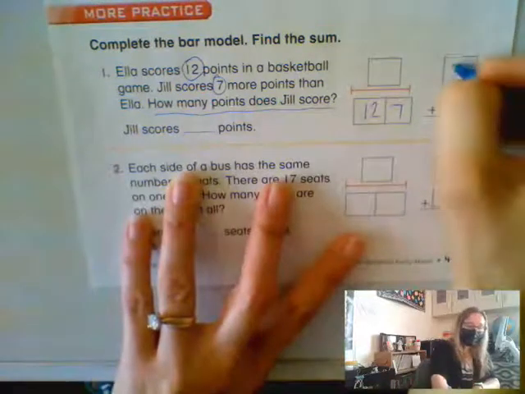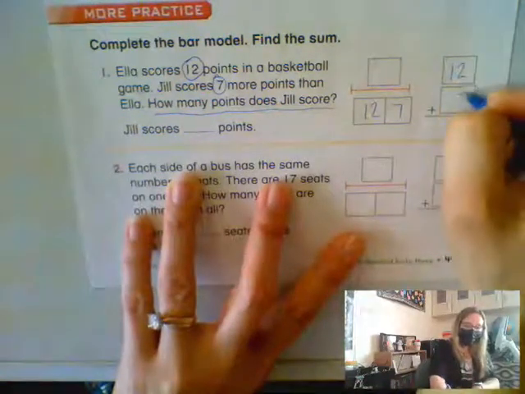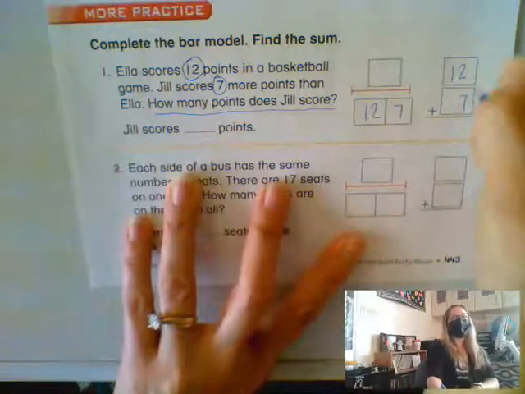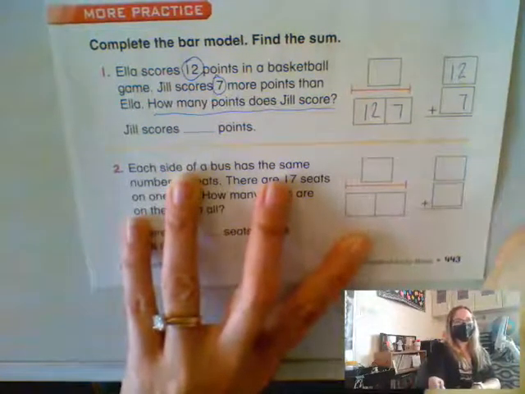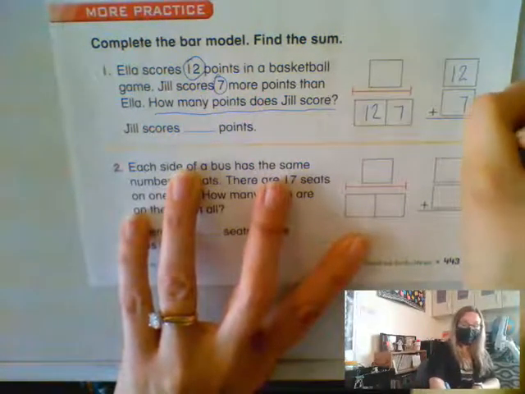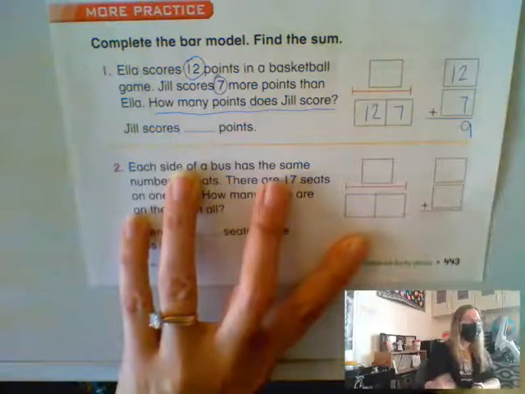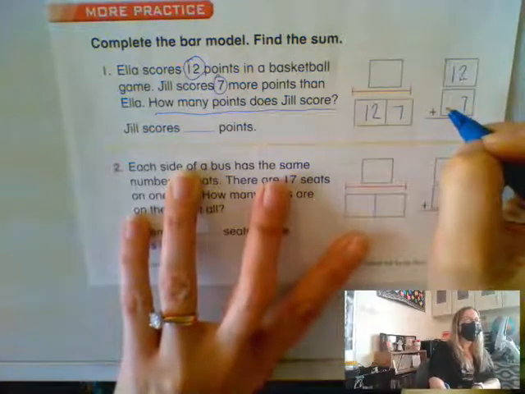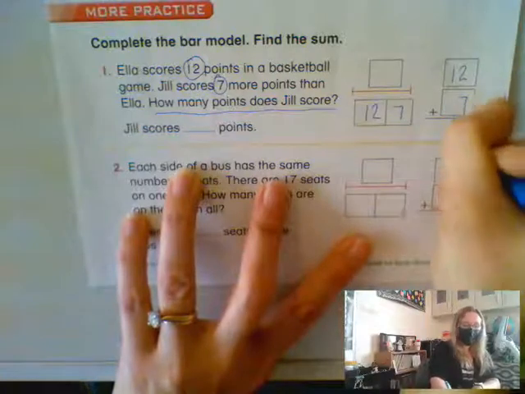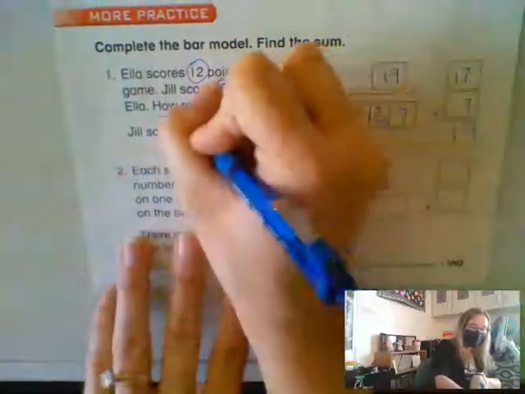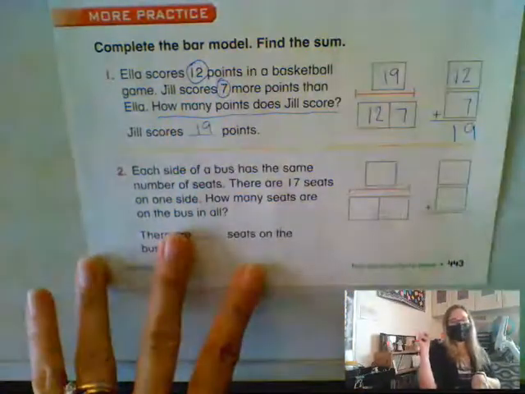So we're going to add 12 plus 7. Make sure you line up your ones. So Beckett, what is 2 ones plus 7 ones? 9. So I can put 9 ones because I haven't made a 10. And then what is 1 plus nothing? 1. So 12 plus 7 is 19. Jill scores 19 points.